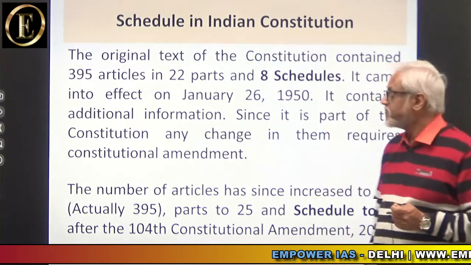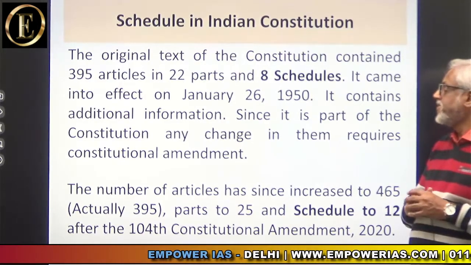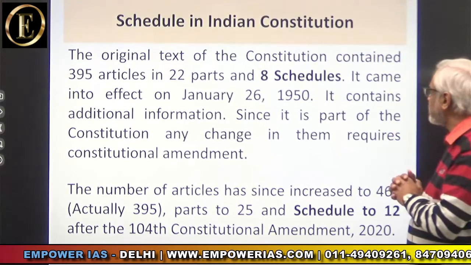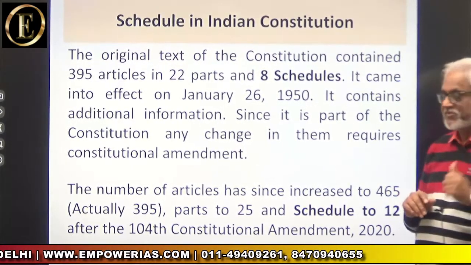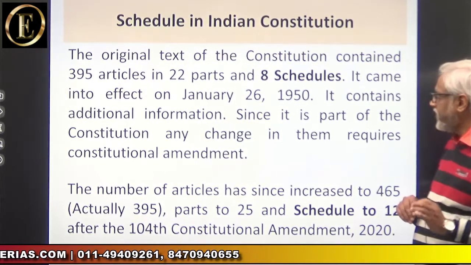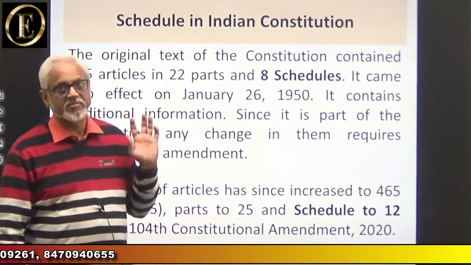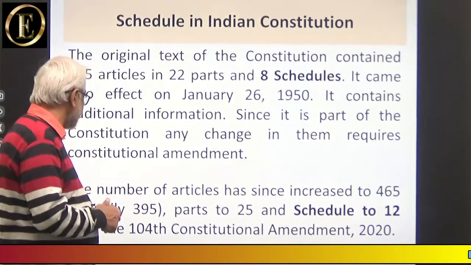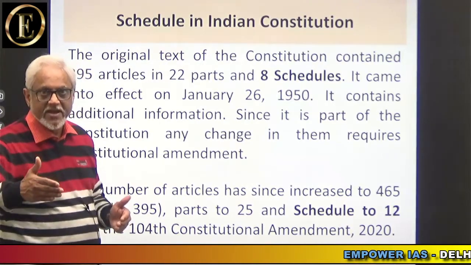The original text of the constitution contained 395 articles in 22 parts and 8 schedules. It came into effect on January 26, 1950. A schedule contains additional information. It is part of the constitution, but at the same time it is not really the constitution. It is a little away from the main body of the constitution.